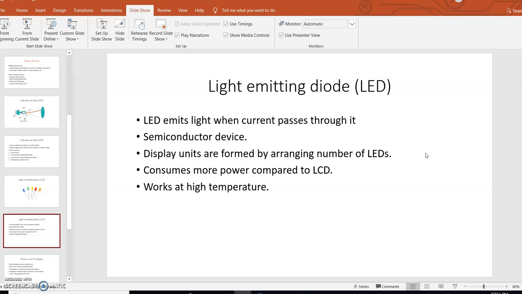The drawback regarding LED is that it consumes more power as compared to LCD, liquid crystal display. LCD and LED both have some drawbacks and some advantages. LED consumes a little bit more power, which is one drawback. An advantage is that it works at high temperature; LEDs can withstand higher temperatures. They are most probably used in LED television sets and computer monitors. So this is the second display device.